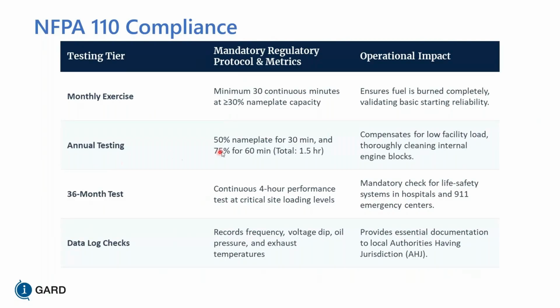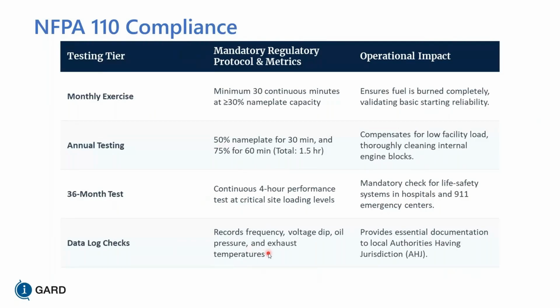Annually, you have to have 50% of nameplate for 30 minutes and then 75% of nameplate for 60 minutes. This could all be programmed into the load bank so that it does it automatically. Then the 36 months test is a continuous 4-hour performance. So you have to put the 4-hour test on the generator with the load bank. And then we have records that you can download to ensure that everything is done.